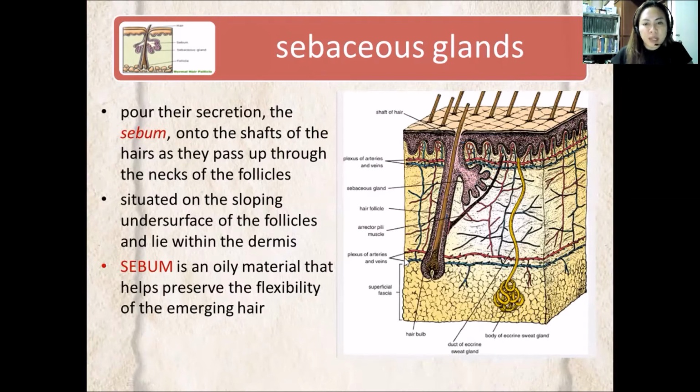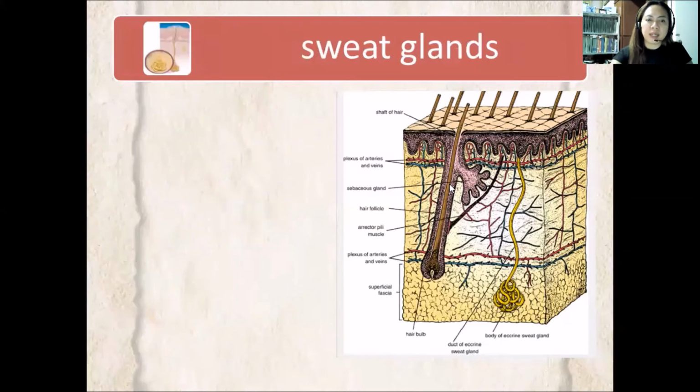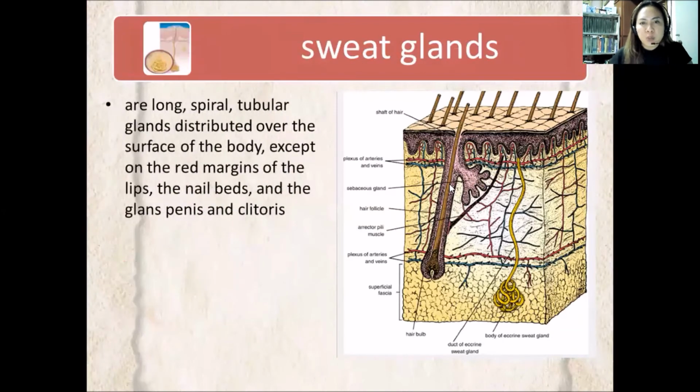Sebum is an oily material that helps preserve the flexibility of the emerging hair. So meron palang purpose yung sebum. Okay? How about yung sweat glands? Ito naman siya, the spiral one. They are long, spiral, tubular glands distributed over the surface of the body, except on the red margins of the lips. Walang sweat glands yan.